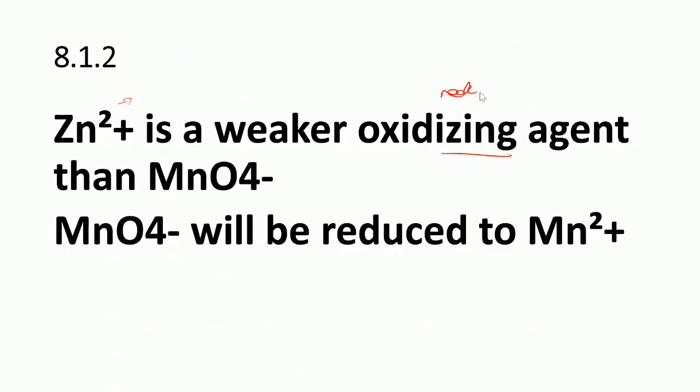Remember, again, an oxidizing agent undergoes reduction. So the zinc 2+ ions are a weaker oxidizing agent because they cannot gain electrons, as compared to MnO4, the permanganate ion. The permanganate ion will be the one that will be reduced to Mn2+.